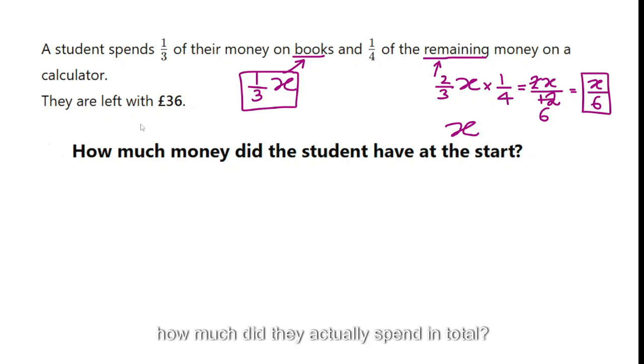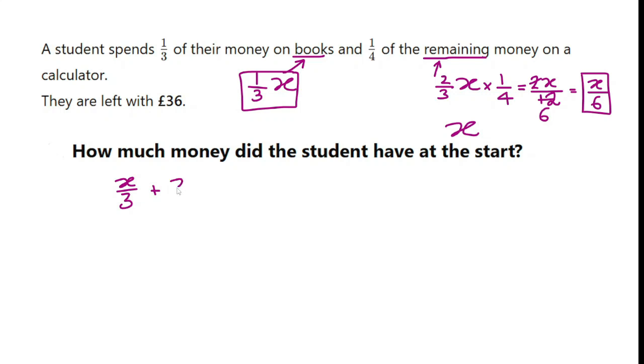Now, how much did they actually spend in total? Let's have a look. X over 3 is the same as 1/3 x, right? 1/3 or x over 3, add x over 6. This is how much this person spent. So let's simplify this further.